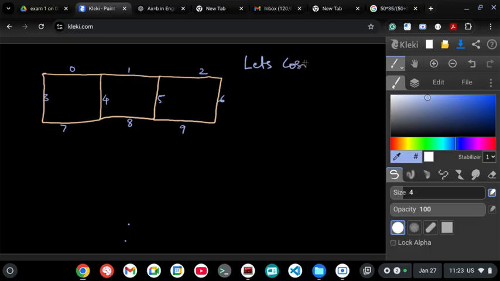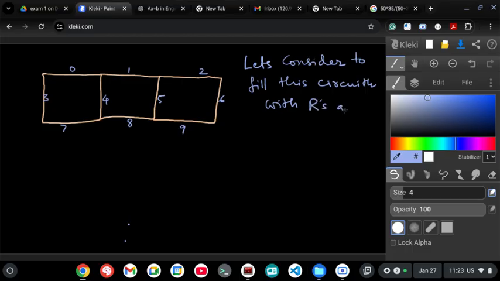So let's consider filling this circuit with R's and V's. We can consider different combinations. I can consider five as resistances and five as voltages, or I can consider three as resistances and seven as voltages, or seven as resistances and three as voltages, etc. Okay. So I actually already made a problem in this.